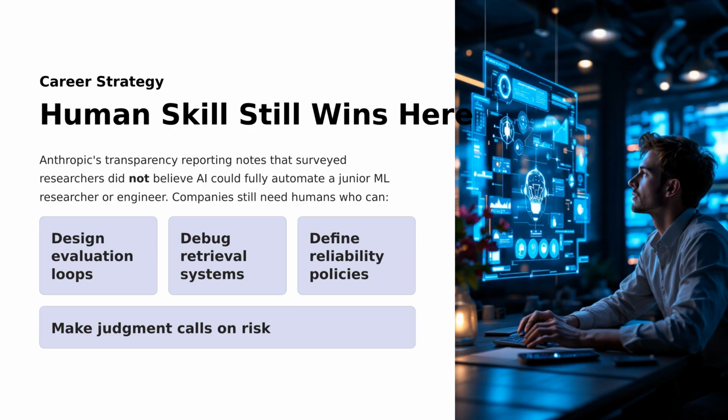The key takeaway here is that human skills still matter. Anthropic's transparency reporting found that researchers don't believe AI can fully replace even a junior ML researcher or engineer. That's because companies still need people to design evaluation loops, debug retrieval systems, set reliability policies, and make judgment calls about risk. In other words, the advantage isn't just using AI tools, it's knowing how to guide, evaluate, and trust them responsibly.